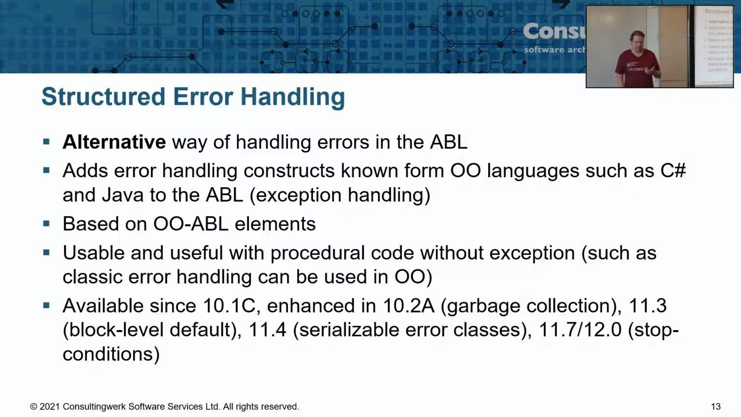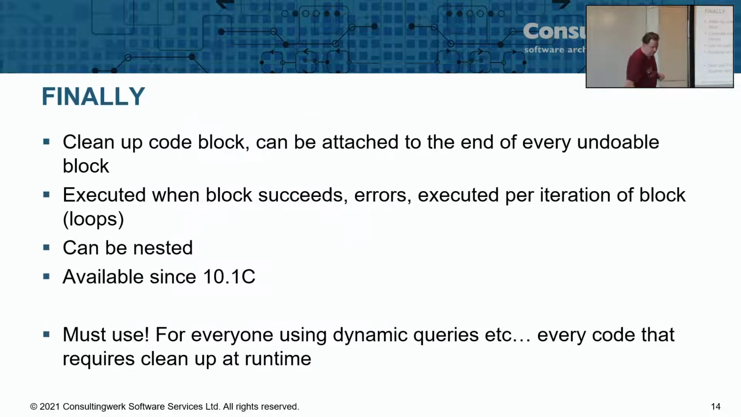In the beginning, Progress did not want to use the term exception handling because they said it is not complete as long as stop conditions are not part of it. So now we could actually call it exception handling. It uses some OOABL elements, but it's very well usable with procedural code as well. And I truly recommend that you do that. It was started in 10.1C, and there were extensions in the language up to OpenEdge 12.0, which was, I think, released 3 years ago or so. So it has been an ongoing development since then.